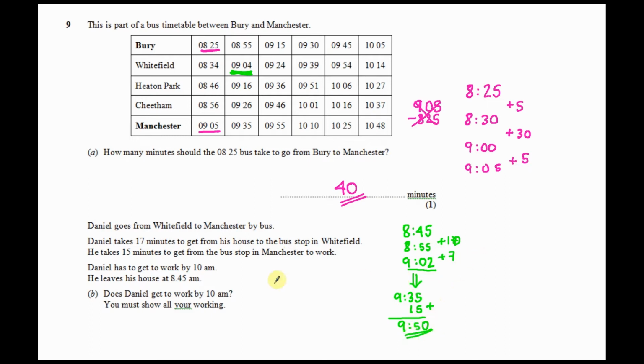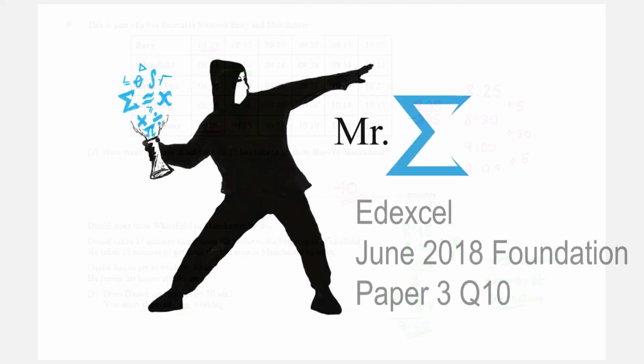So does Daniel get to work by 10 a.m.? Yes. Daniel arrives at 9:50 AM. Should write AM. Should always write AM or PM, just to make sure you get the marks there.